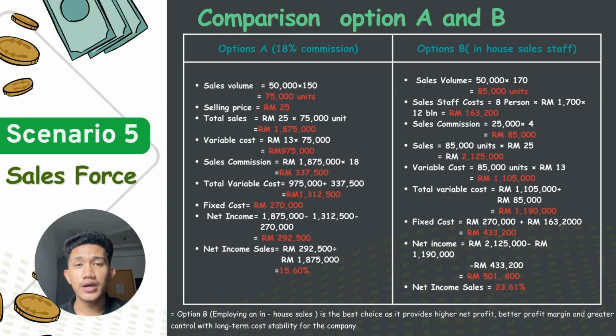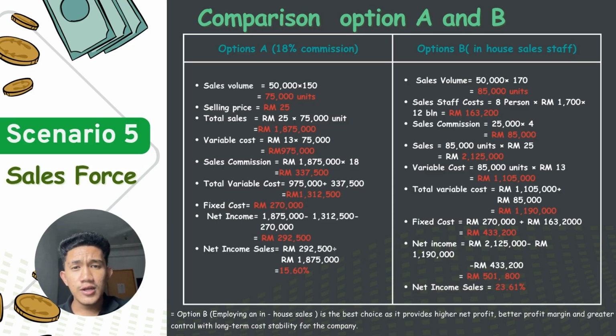In this scenario, the company is evaluating two options to boost sales. Option A, increase commission for sales agents from 12% to 80%, which is expected to raise sales by 15%. Option B is to replace agents with 8 in-house sales staff, each earning RM 1,700 monthly plus 4% commission. This is projected to increase sales by 17%. Let's look at the cost and profit impact for both options.